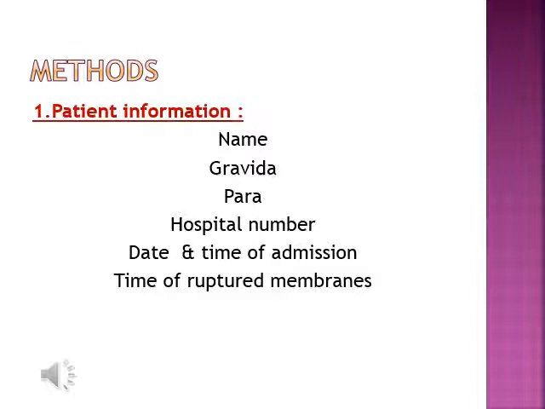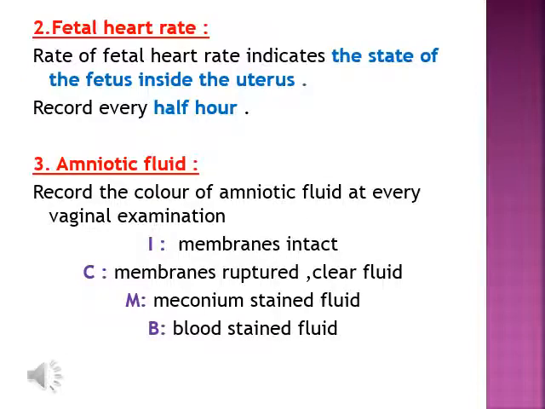Next are the methods of partogram recording. First is the patient information. In this partogram, the first section is for recording the patient information like name, the gravida of the mother, the para, the hospital number, date and time of admission in the labor room, and the time of ruptured membranes, when the membranes got ruptured. Below the patient information comes the fetal heart rate.